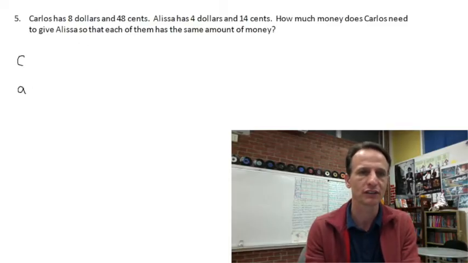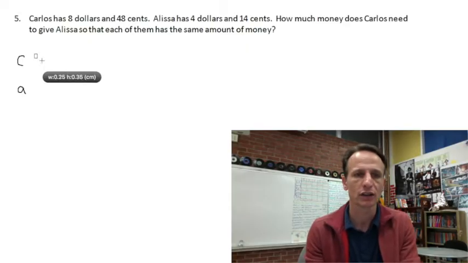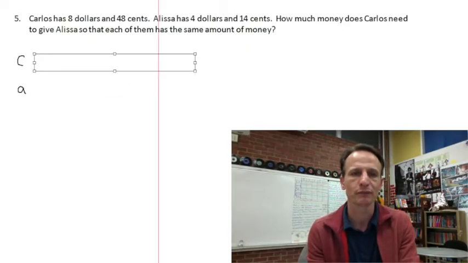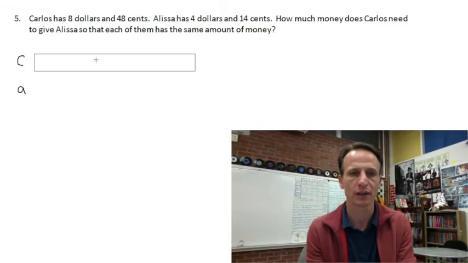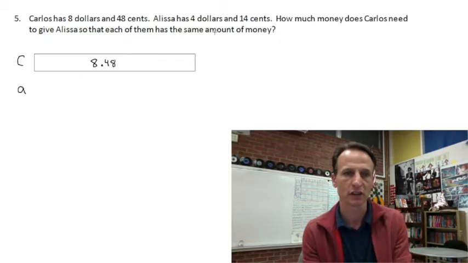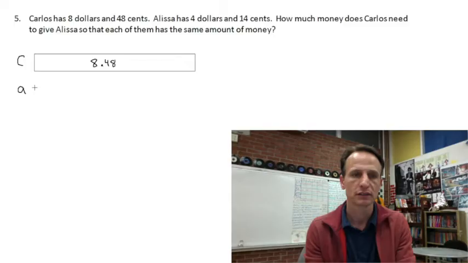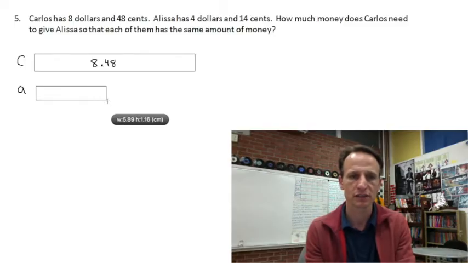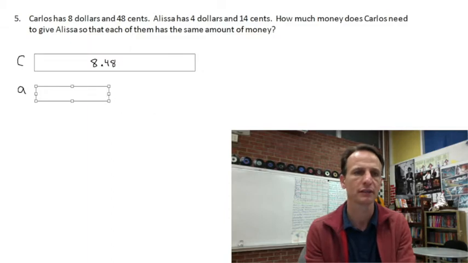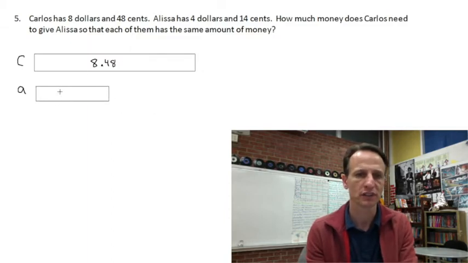So Carlos and Alyssa. Now let's look at Carlos. We know he has what? We're going to draw a tape for him. It's $8.48. All right. And now let's draw one for Alyssa. She has a little bit less than half. We can kind of eyeball that and say, okay, she's got a little bit less than half, so our tape will be a little bit less than half. How's that? Right there? She has $4.14.